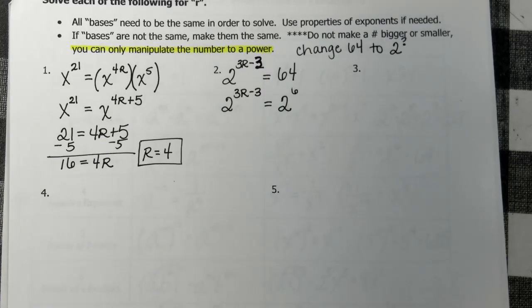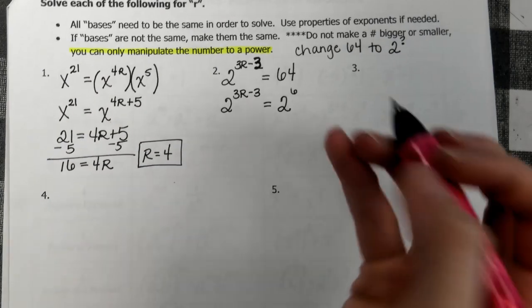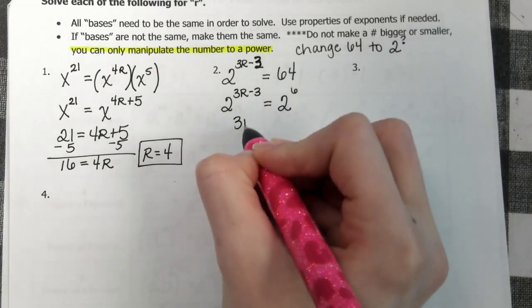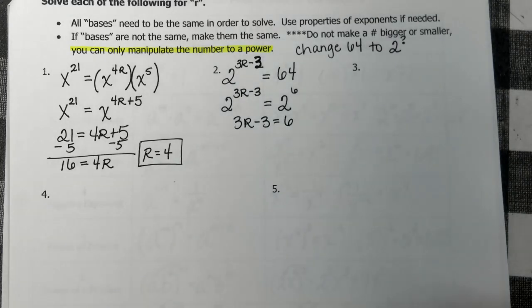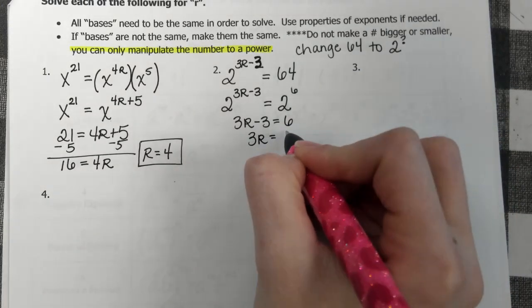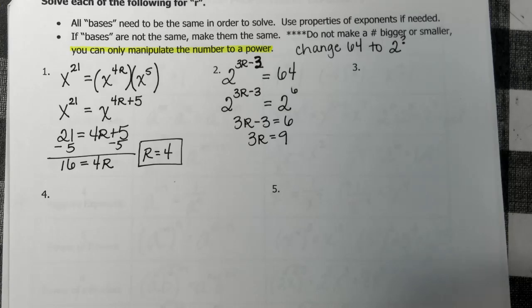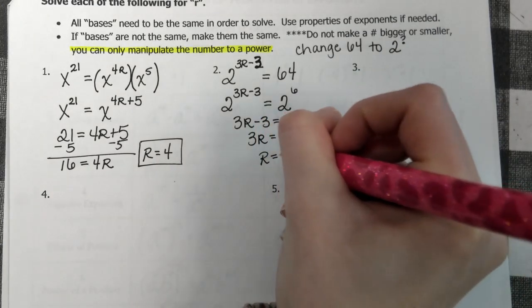Now do I have like bases? Yes. Okay, so I'm going to make that larger number have the same base as what I already have written. Okay, now my bases are equal. I can set 3r minus 3 equal to 6 and solve. What do I do? Add my 3, so 3r equals 9. Divide by 3 and r equals 3.